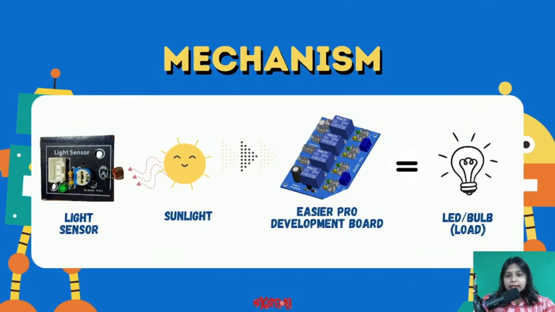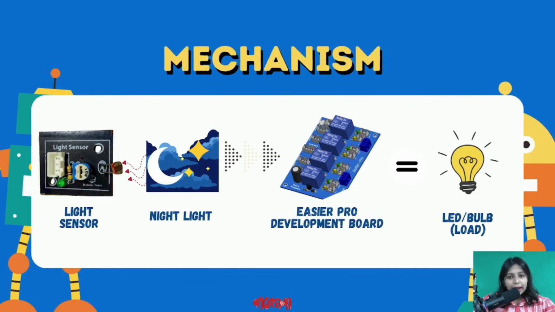Let's look at the daytime mechanism. Sunlight falls on the light sensor. The LDR detects brightness. The Easier Pro board receives the signal. The board keeps the LED off. So in bright light, the lamp automatically stays off.